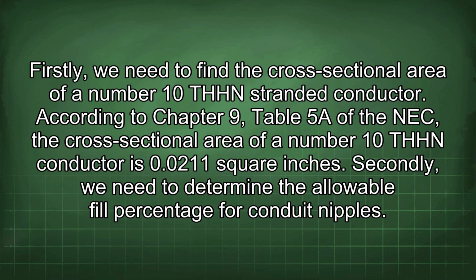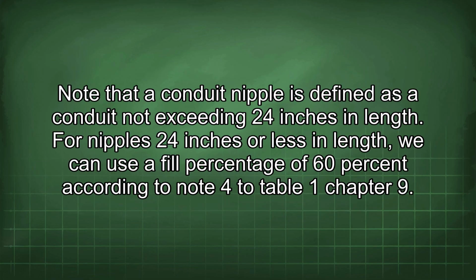According to Chapter 9, Table 5 of the NEC, the cross-sectional area of a number 10 THHN conductor is 0.211 square inches. Secondly, we need to determine the allowable fill percentage for conduit nipples. Note that a conduit nipple is defined as a conduit not exceeding 24 inches in length. For nipples 24 inches or less in length, we can use a fill percentage of 60% according to Note 4 to Table 1, Chapter 9.